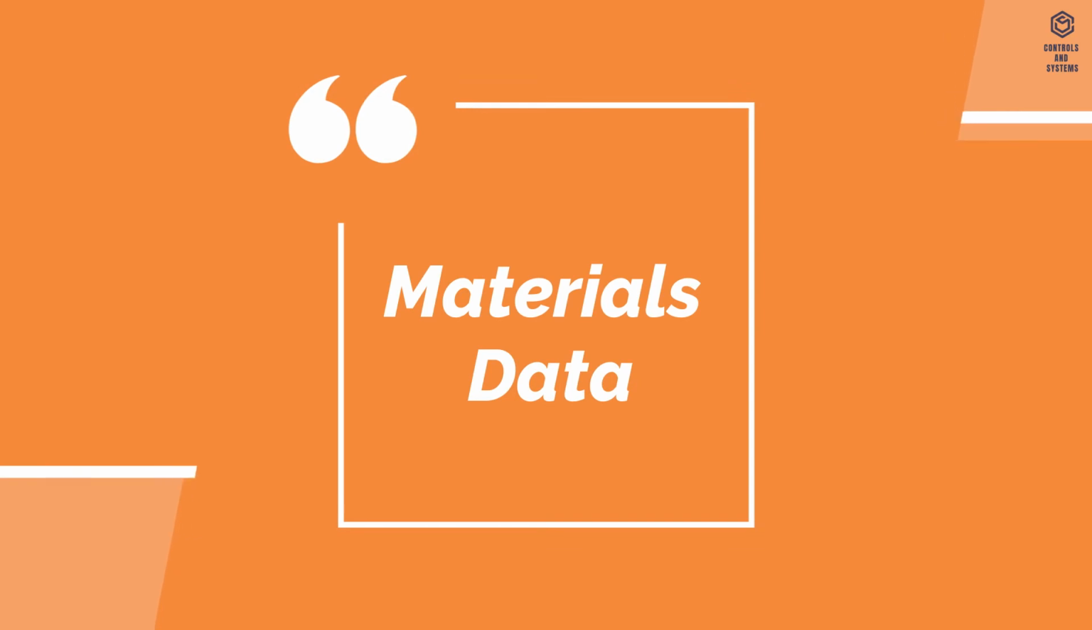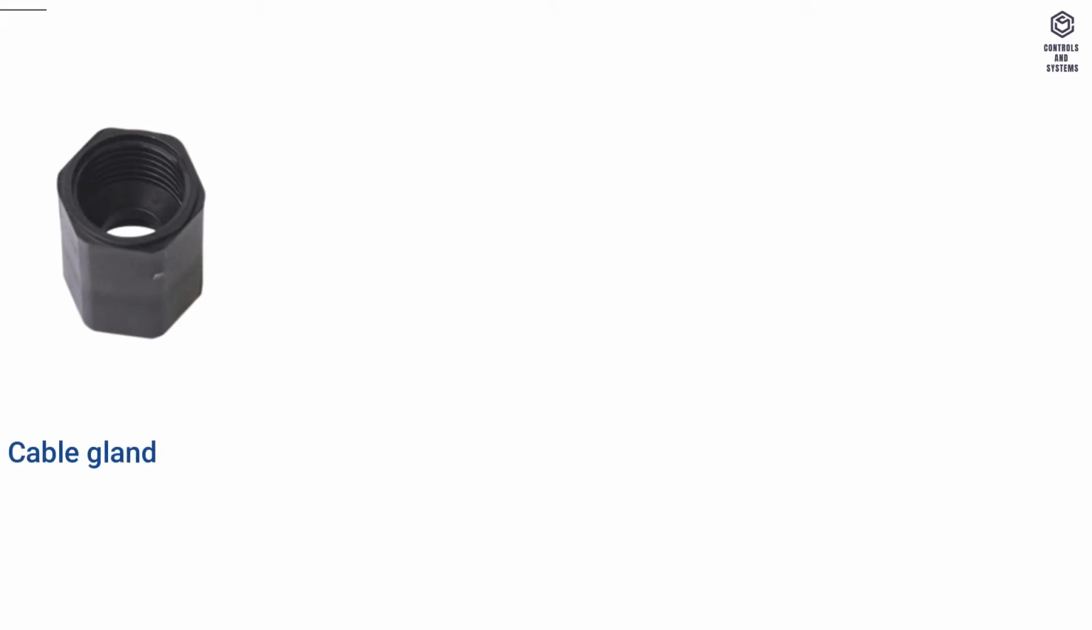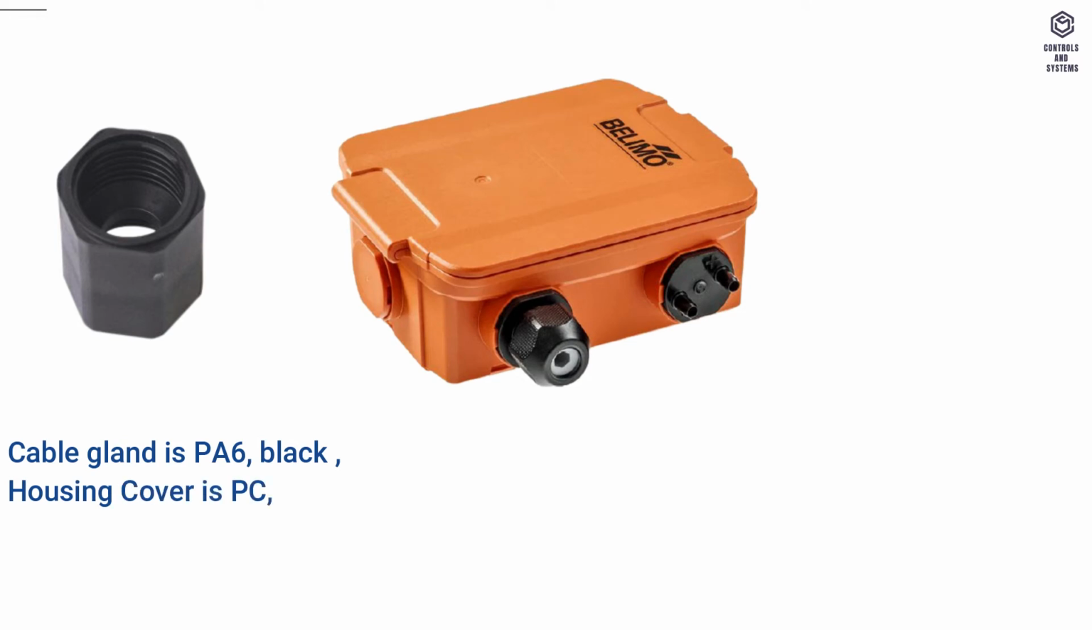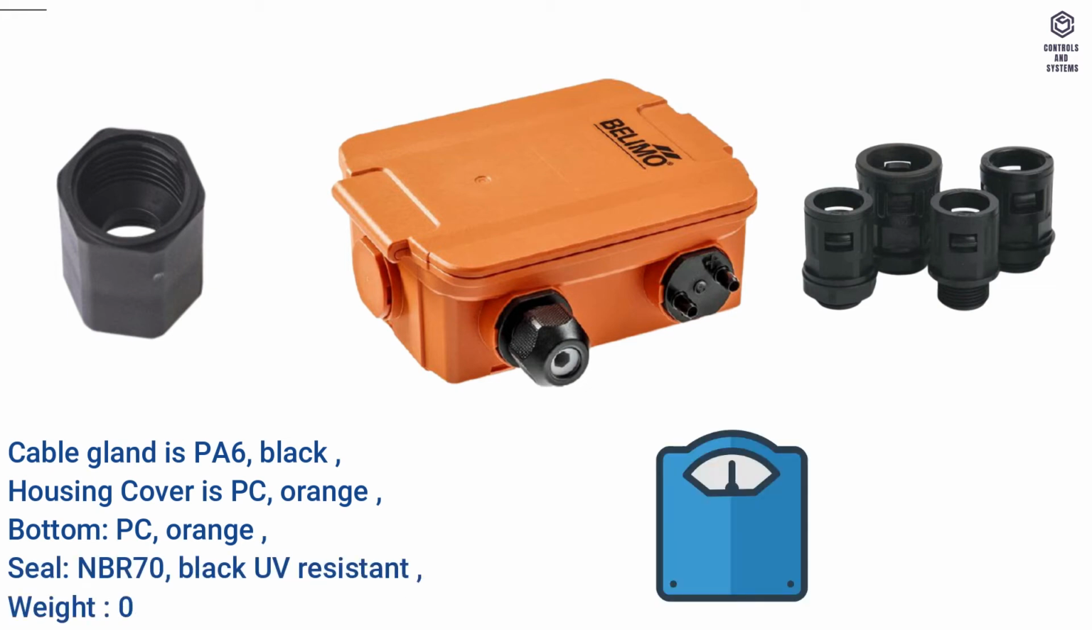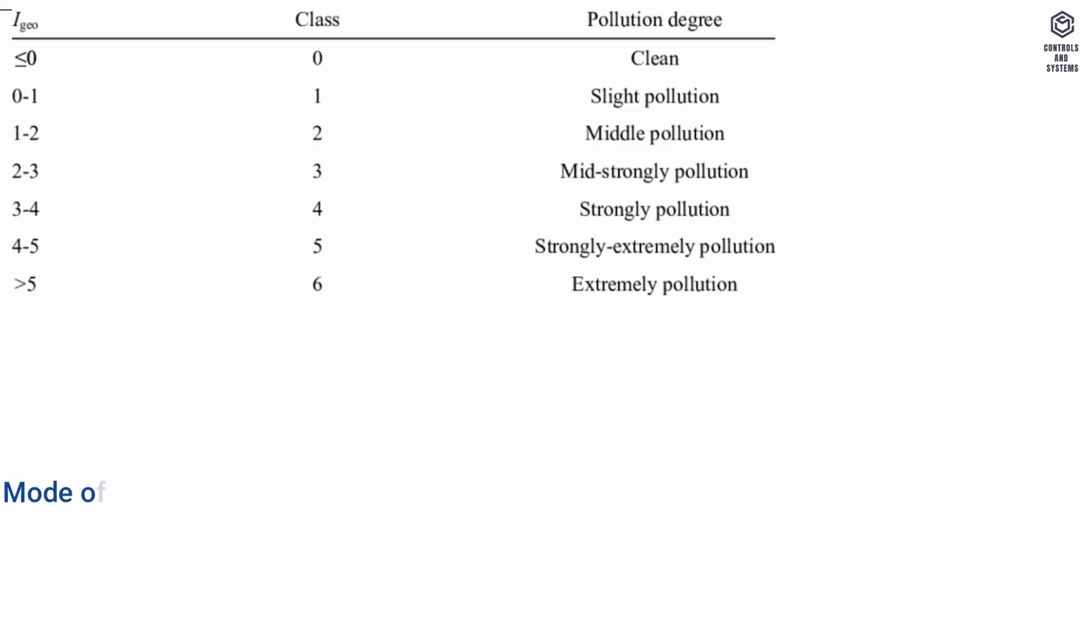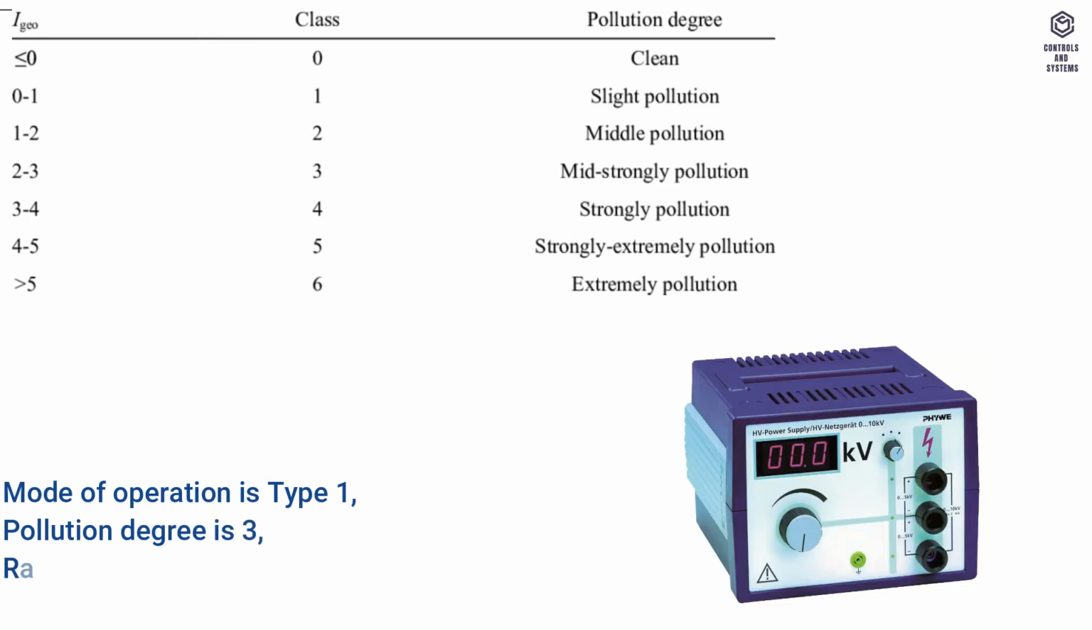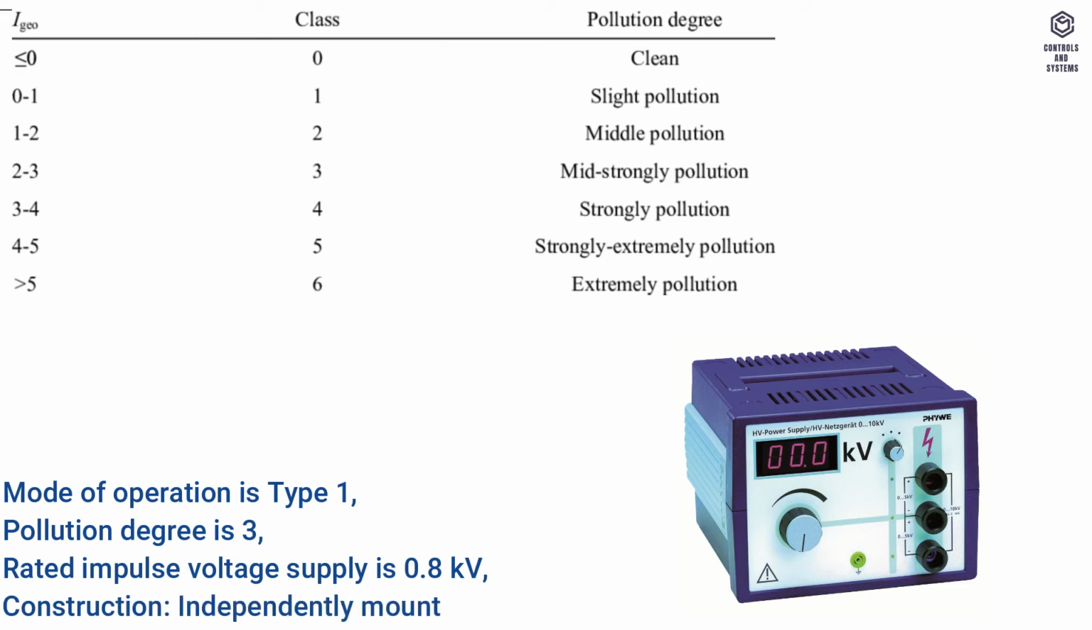Materials data, cable gland is PA6, black, housing cover is PC, orange, bottom, PC, orange, seal, NBR 70, black UV resistant, weight, 0.38 kilograms. Mode of operation is type 1, pollution degree is 3, rated impulse voltage supply is 0.8 kilovolts, construction, independently mounted control.